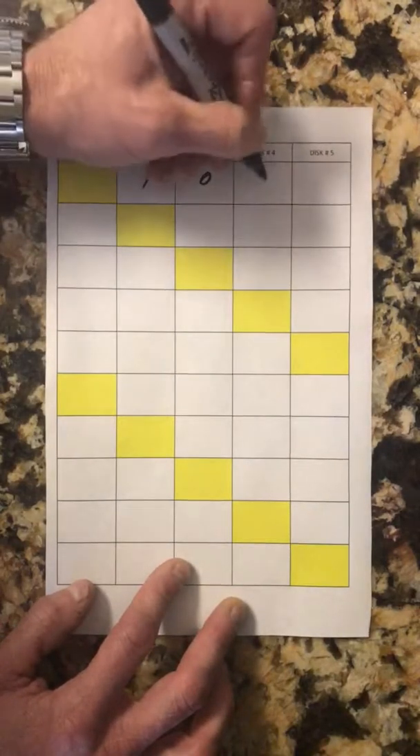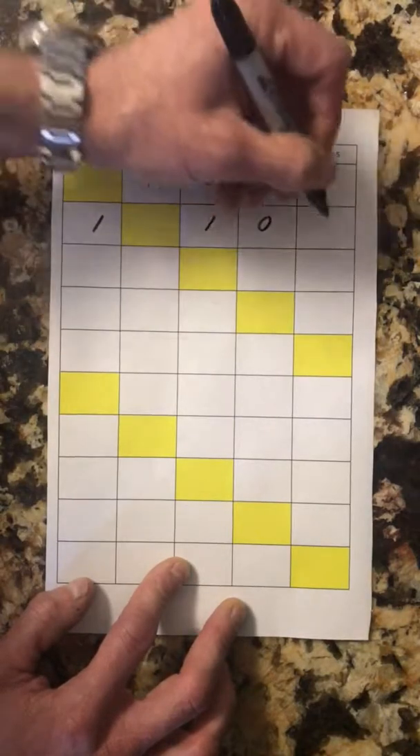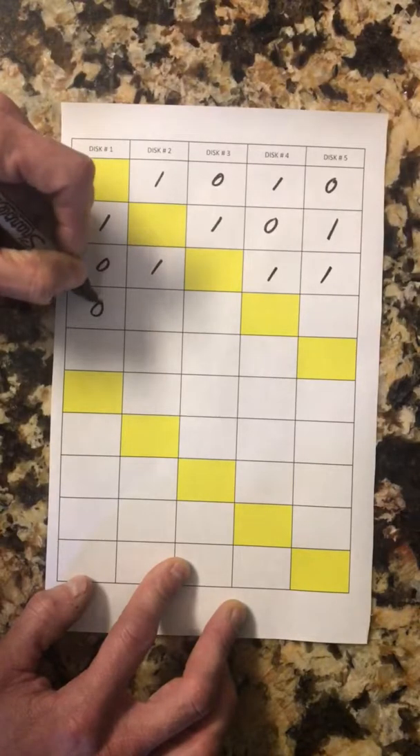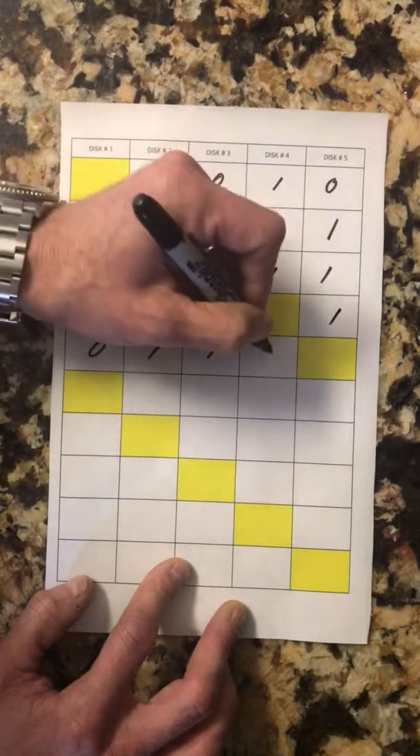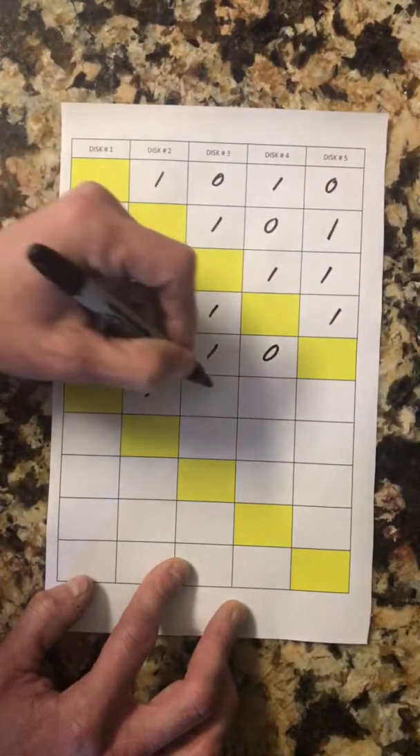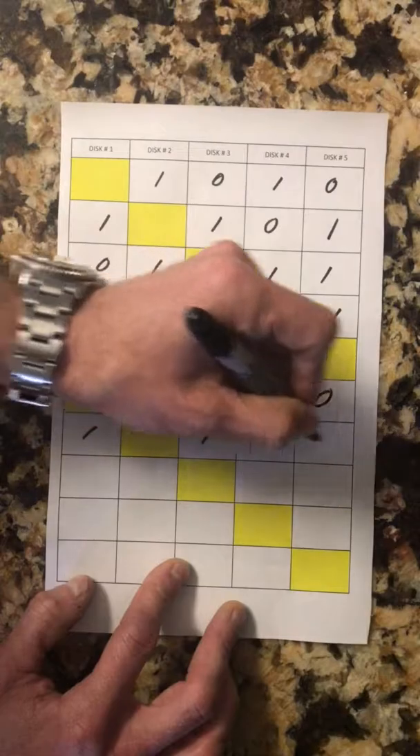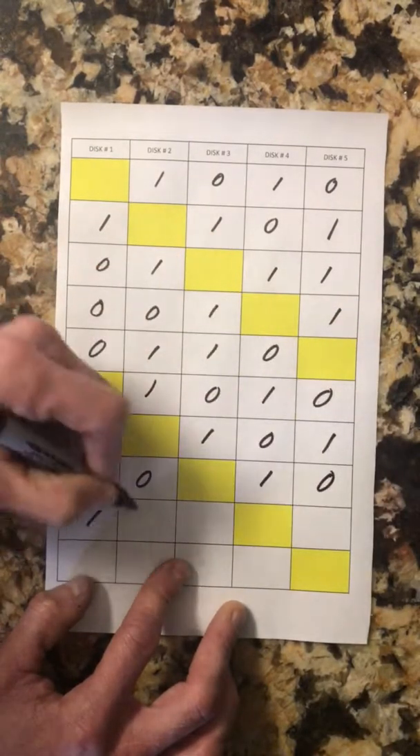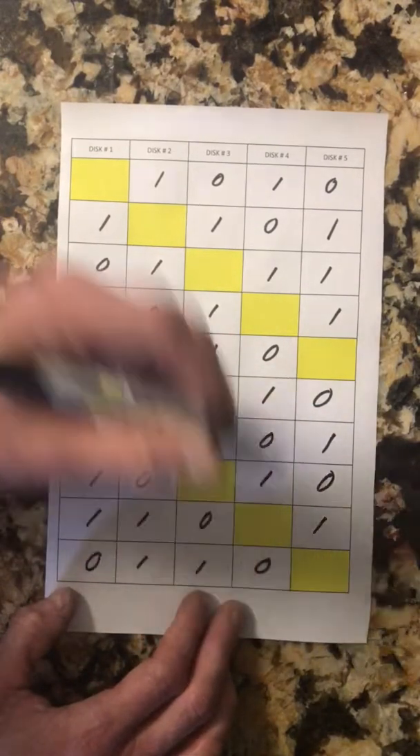1, 0, 1, 0, 1, 1, 0, 1, 0, 1, 1, 1, 0, 0, 1, 1, 0, 1, 1, 0, 1, 0, 1, 0, 1, 1, 0, 1, 1, 0, 1, 0, 1, 1, 0, 1, 0, 1, 1, 0.